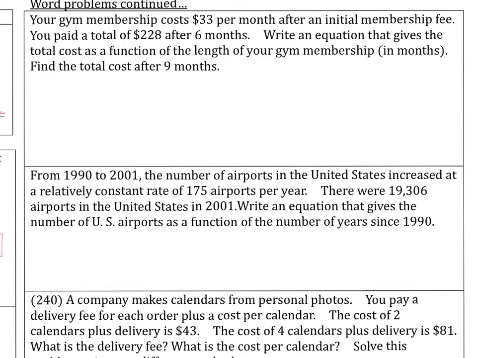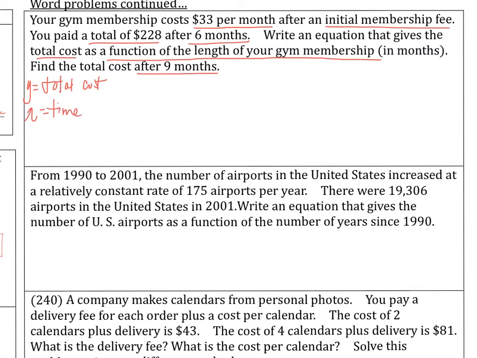Okay, so your gym membership costs $33 per month after an initial membership fee. You paid a total of $228 after 6 months. Write an equation that gives the total cost as a function of the length of your gym membership in months. And then find the total cost after 9 months. So I'm going to first define my variables. Y equals the total cost. X will be the time.